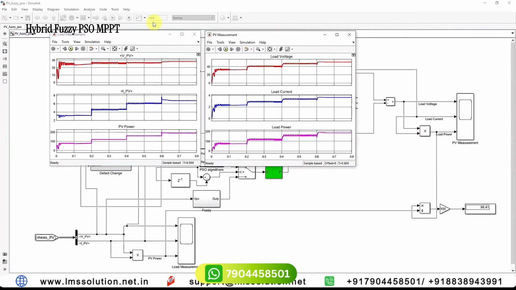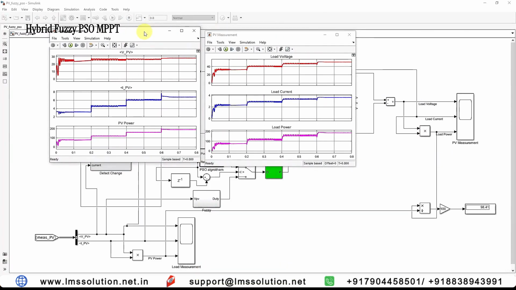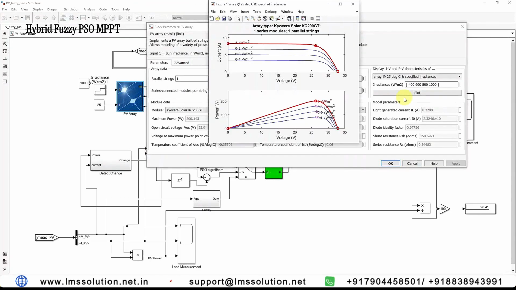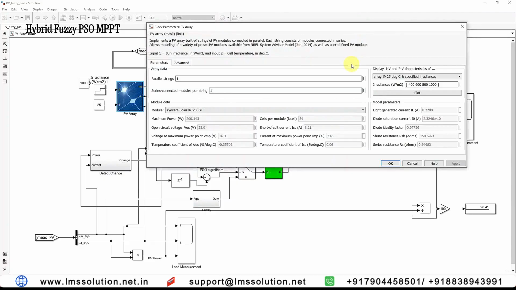Here you can see that the PV voltage is maintained around 26 volts, right? Because you can see for different cases, I'm going to open these IV and PV characteristics. Here you can see that the voltage is 26.51 for 400 watts per meter square. For 600 it is around 26. Here for 800 it is 26.45. For 1000 it is around 26.3. The voltage is in and around 26.2 to 26.6.